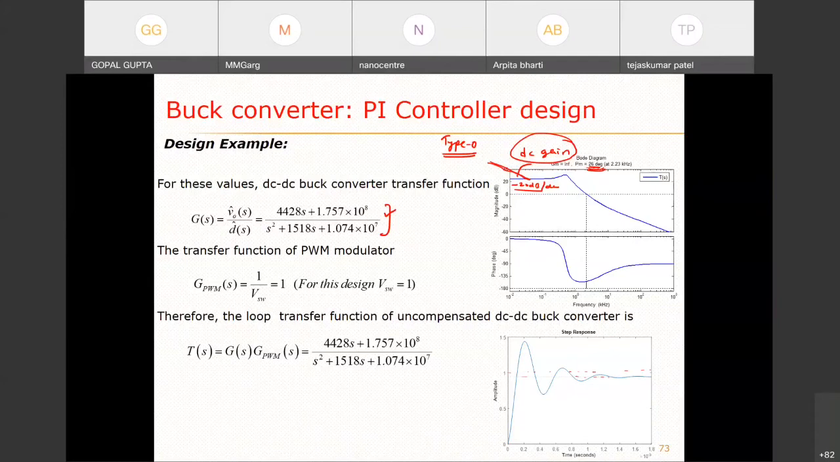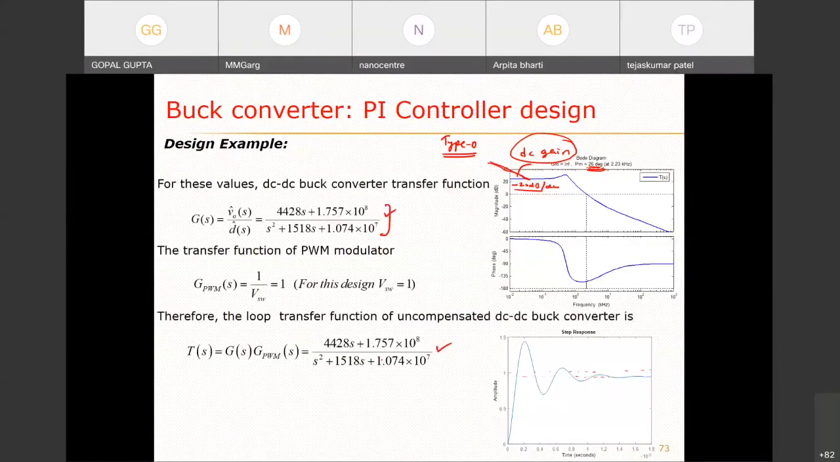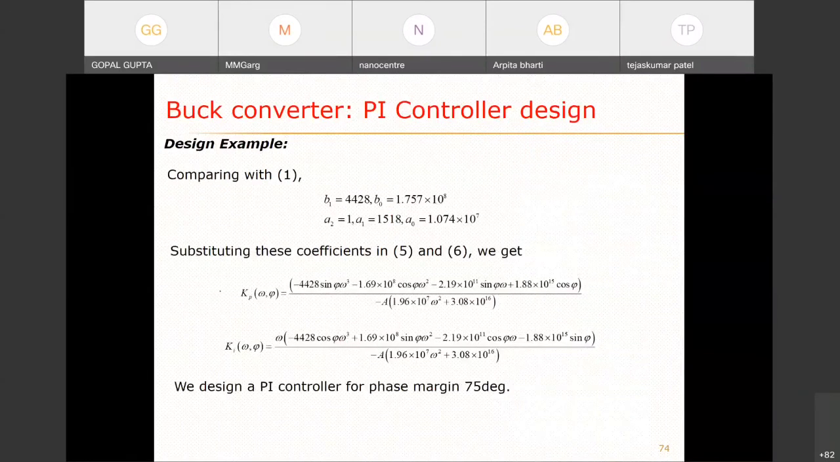So I know that if I connect an integrator that is inbuilt in a PI controller, then I will be able to add this minus 20 dB slope, right? So that's why I choose PI controller. Okay. So then my compensated system will not have any steady state error. So okay, that is now my system.